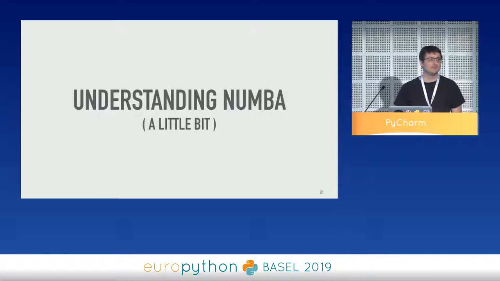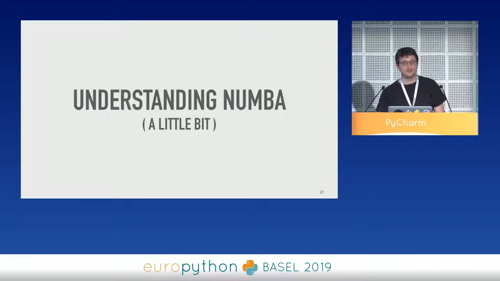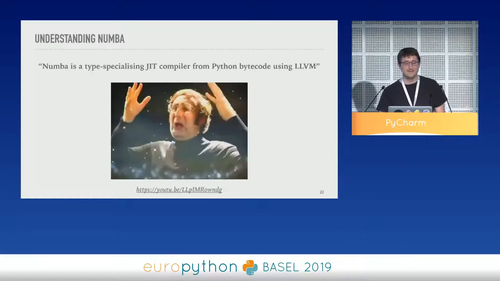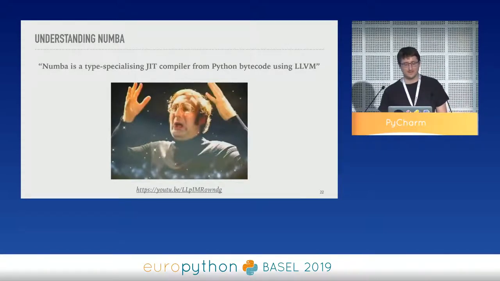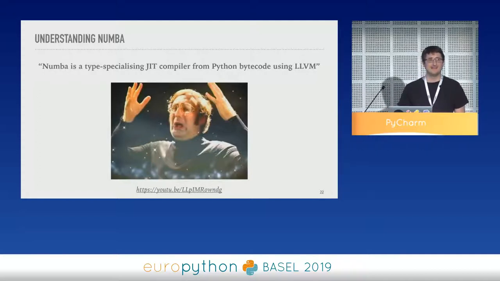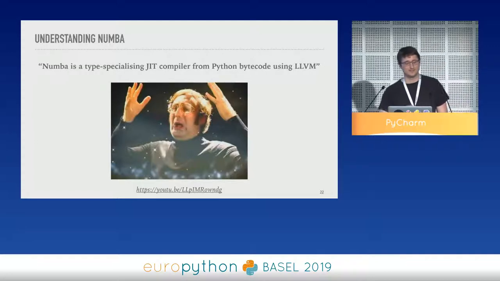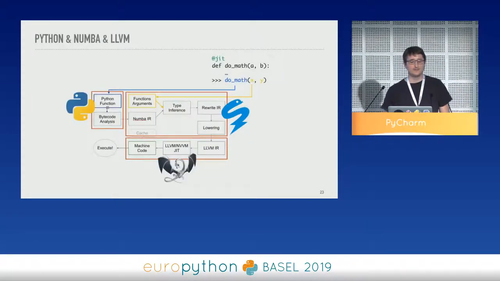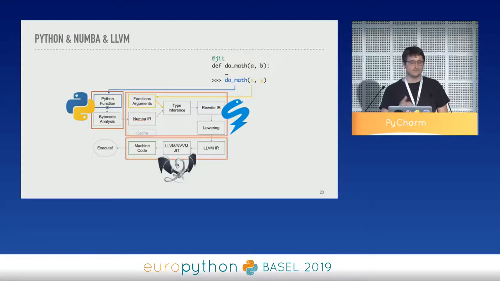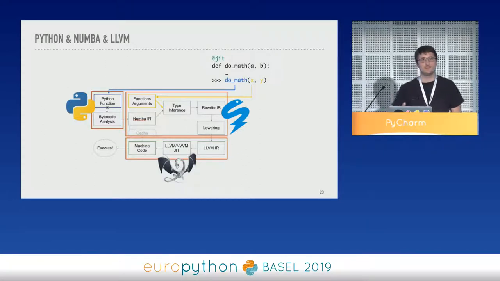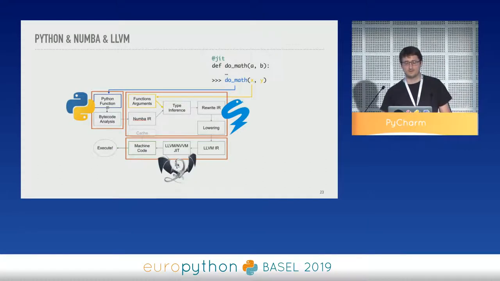Okay, so now let's come to the part where we try to understand what Numba does, at least a little bit. The description kind of is: Numba is a type-specializing JIT compiler from Python for Python bytecode using LLVM. And this might make your head explode, but let's try to unwrap that a little bit. There are really three parts involved here: what's going on when you write a function, JIT it, and call it. The first part is Python itself, then you have Numba, and then you have LLVM in the background. I'll explain on the next slides how these interact.